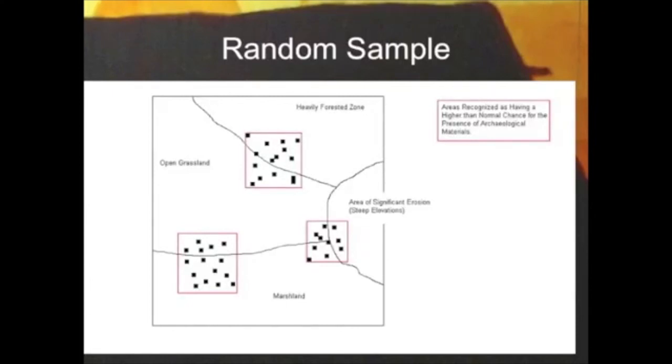Clearly a miss would be an area that is fully eroded, somewhere where the archaeological record is gone due to water or wind action. Another area that would be considered a miss is an area like a marshland, where we're unable to physically test the ground because of too much soil moisture.